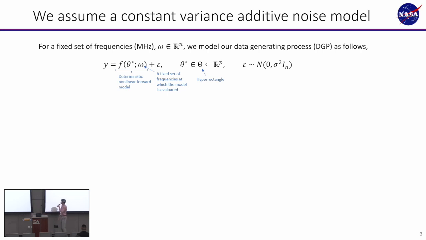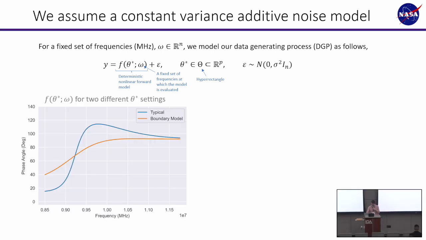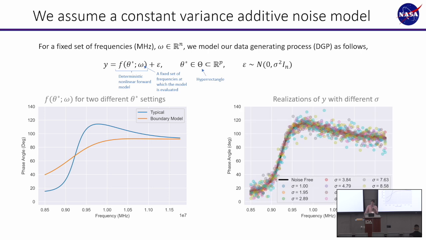Critically, we also assume that our parameter vector, our true parameter theta star, is contained within this particular hyperrectangle. And although I just put up that image, I'll just mention that the noise term here, we're assuming that it's Gaussian and that it has constant variance. Again, you could relax this, but I'm not going to right now.